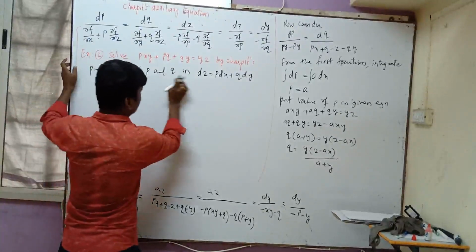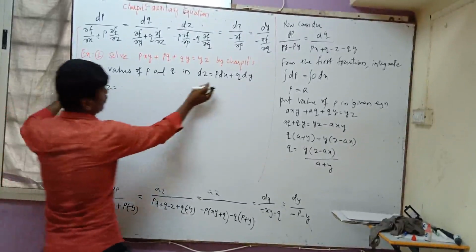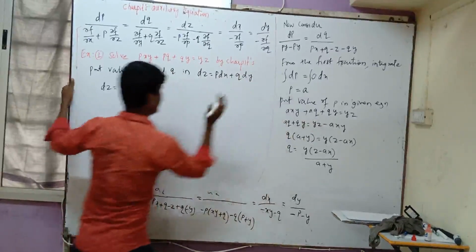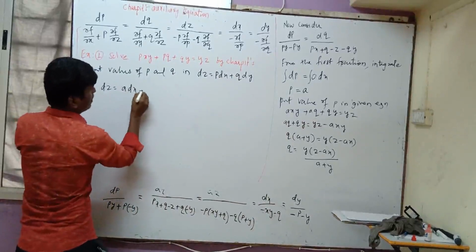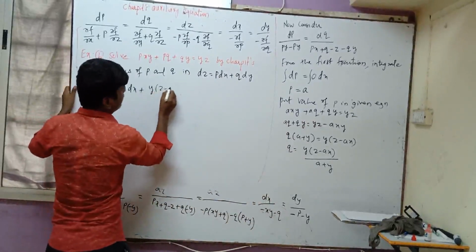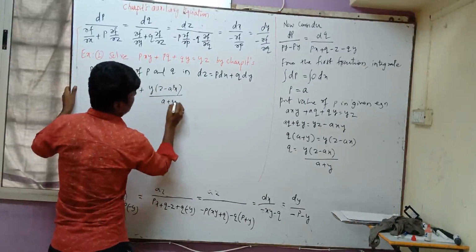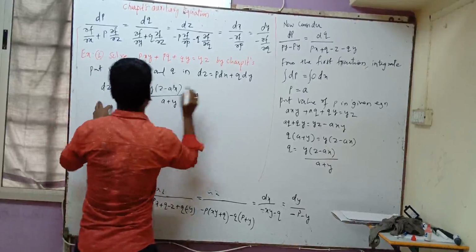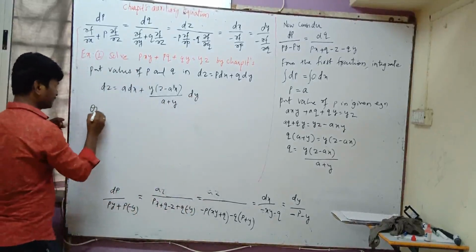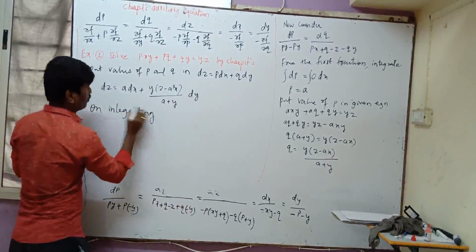So put p and q in this equation, and we get dz = p dx + q dy. What is p here? p is a. What is q? q is y(z - ax)/(a + y). So, on integrating, we get the final solution.